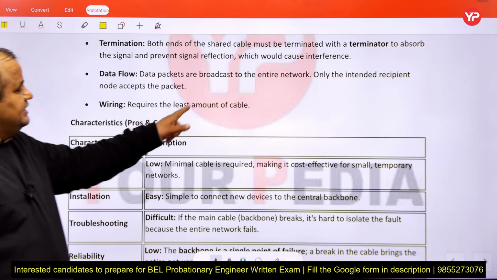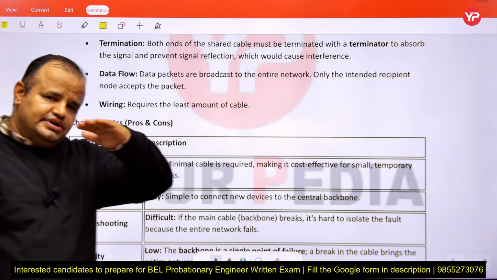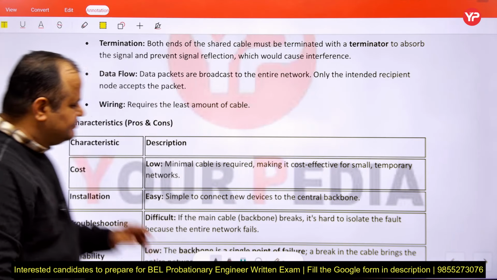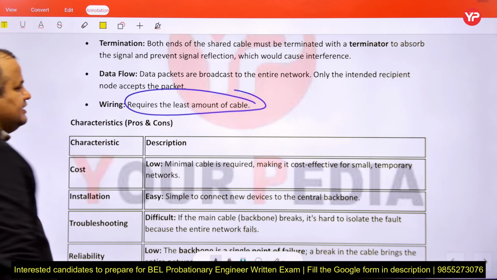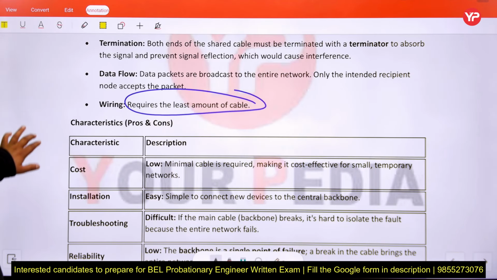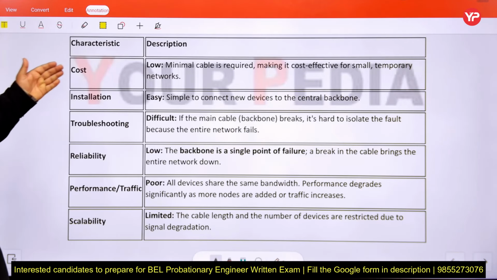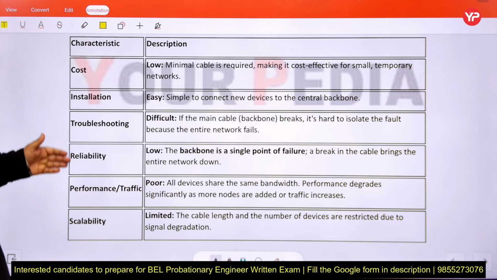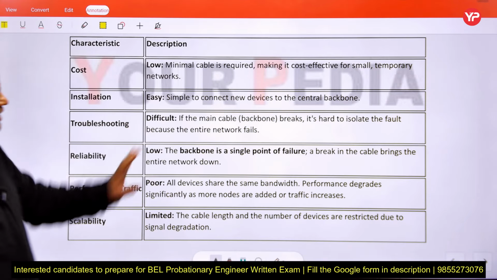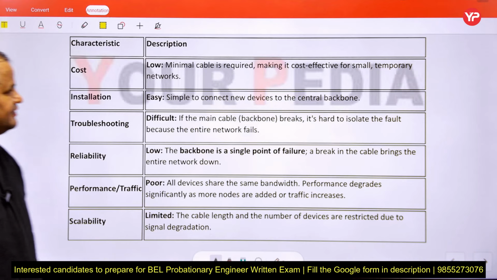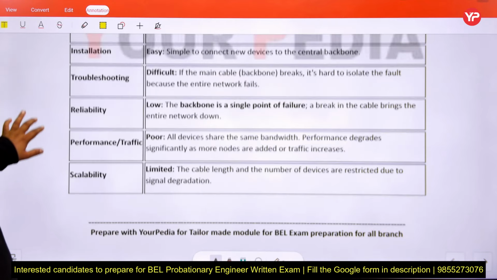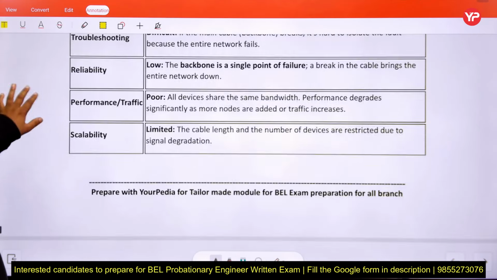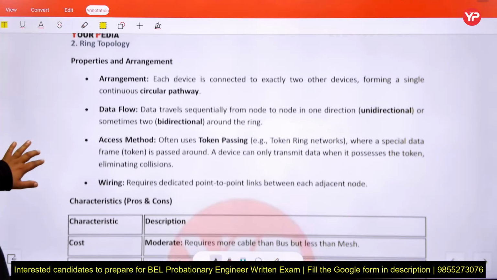Wiring requires the least amount of cable because we need only one link. That's the important point: the bus requires the least amount of cable. So in terms of cost, installation, troubleshooting, reliability, performance, this is the total analysis. Minimal cable is required, that's why it's cost effective. It's very simple to install also. So you can read it out, very simple.